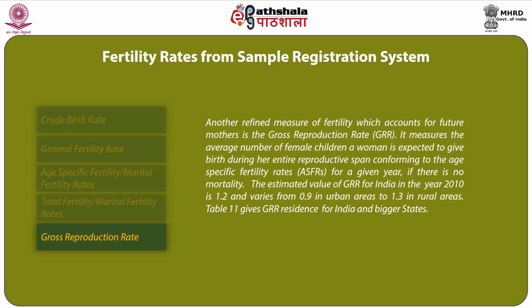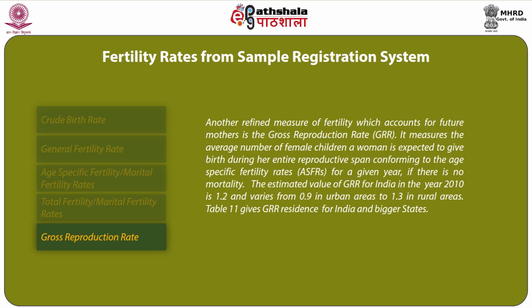Another refined measure of fertility which accounts for future mothers is called GRR, the gross reproduction rate. It measures the average number of female children a woman is expected to give birth to during her entire reproductive span, conforming to the age-specific fertility rates, that is ASFRs, for a given year if there is no consideration of mortality.